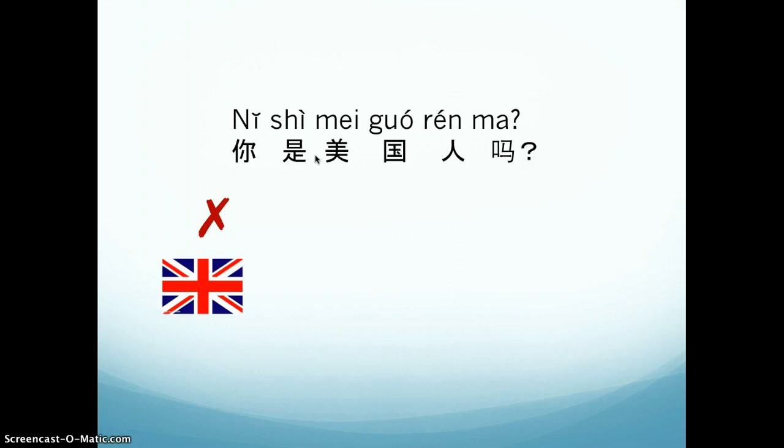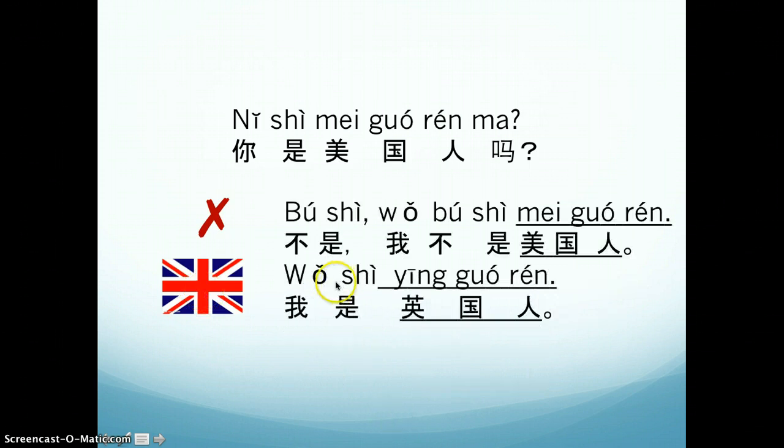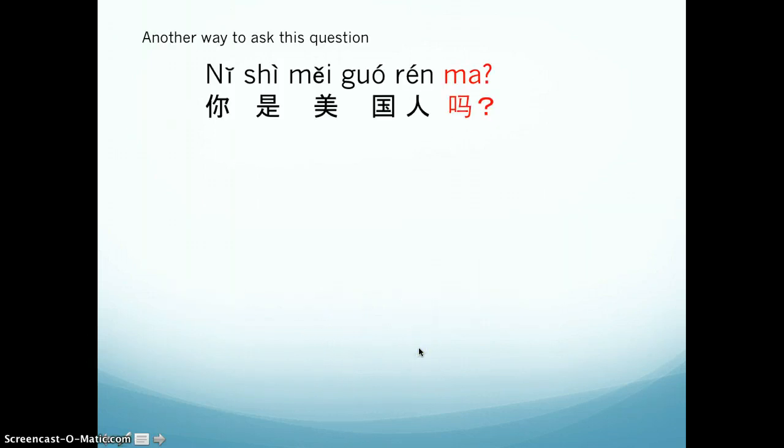Okay, for this one, another question. 你是美国人吗? If the answer is no, and you are British, how to say this? So 你是美国人吗? 不是, right? Not. 我不是美国人. I'm not American. 我是英国人. So here you can say 不是，我不是美国人，我是英国人.